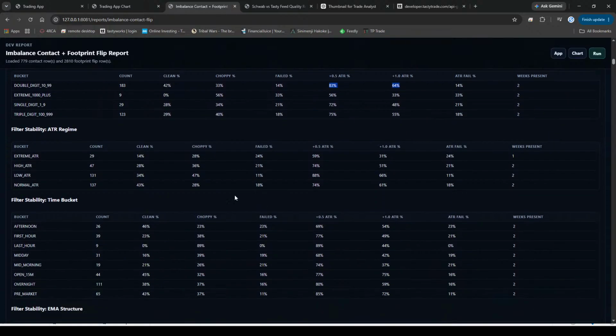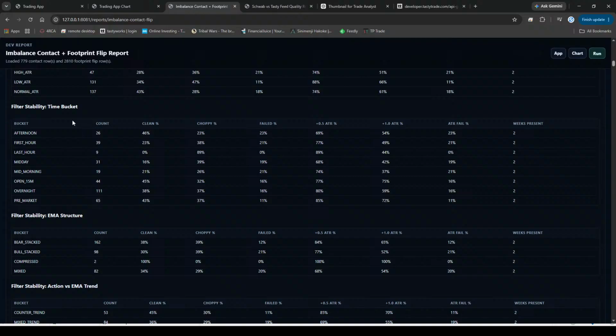And we're just trying to collect the information. So one of the other things that I'm looking at is what time of day these trades happen.